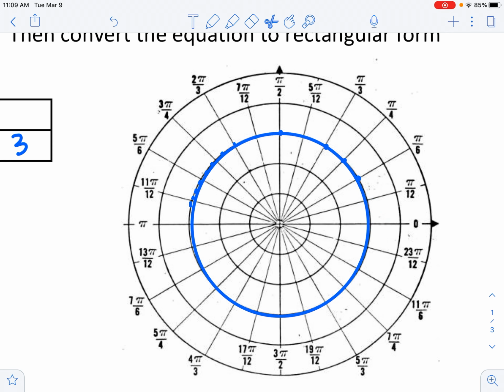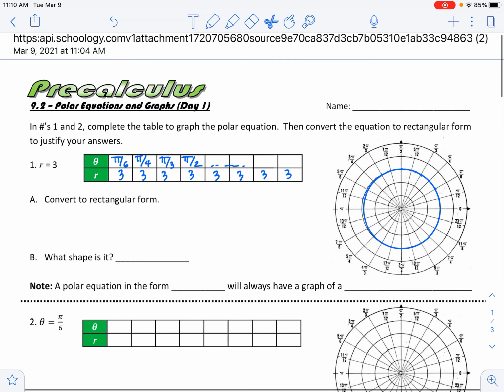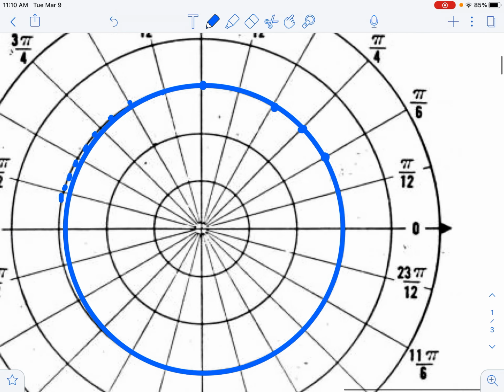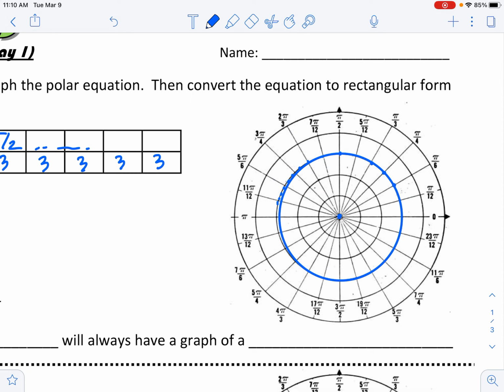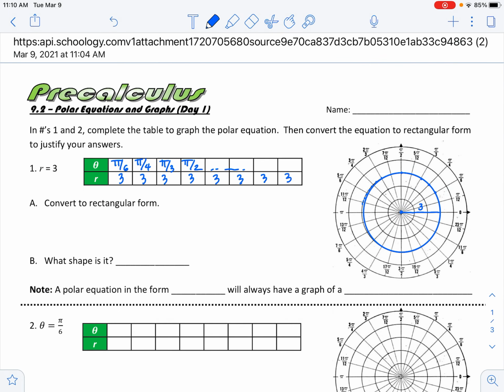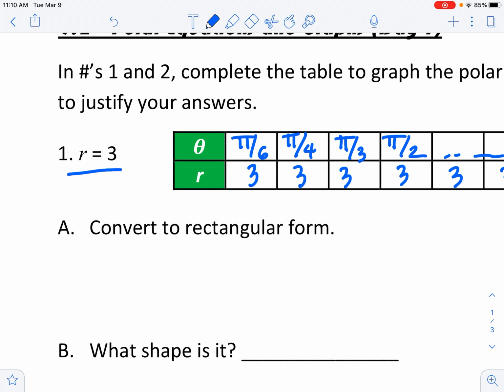I tried. Guys, there's my circle. Let me move it over a little bit. Ugh. Okay, stop it, OCD. All right, it's fine. So that's what it looks like. So r equals 3 is that circle right there. If you look at what's special about this circle, where's the center? The center is the origin or the pole, 0, 0. What's the radius of this circle? 1, 2, 3. The radius is 3. The center is 0, 0.